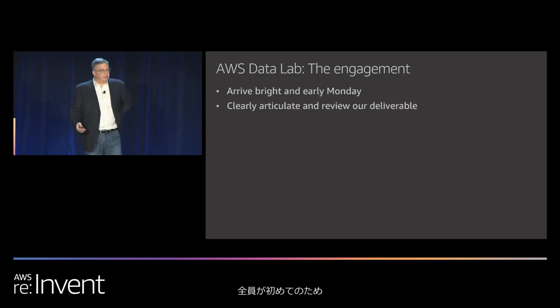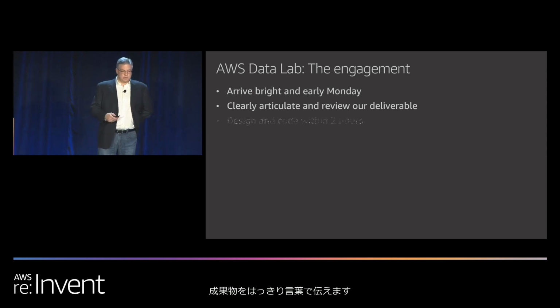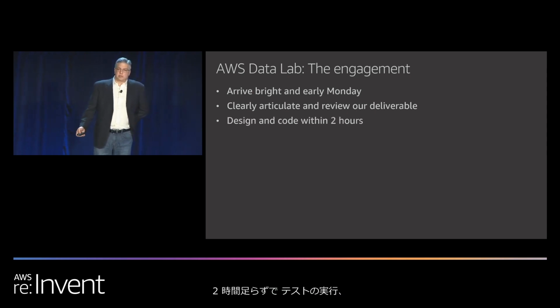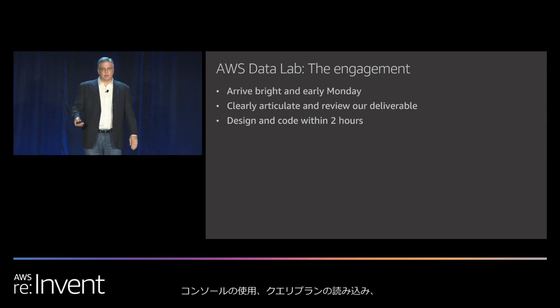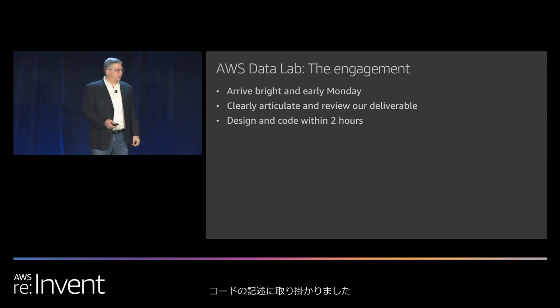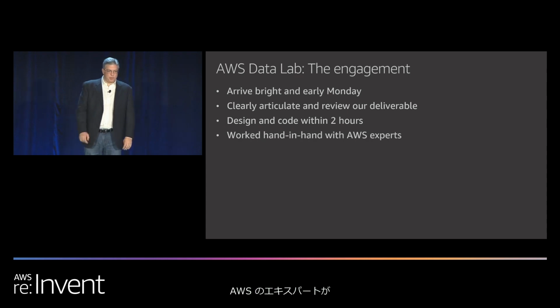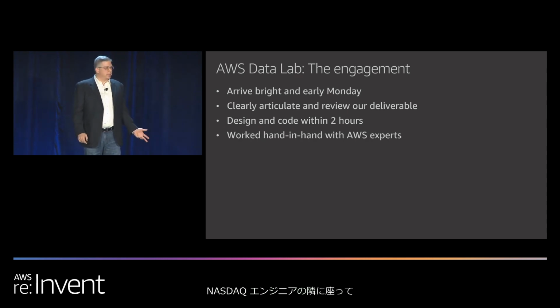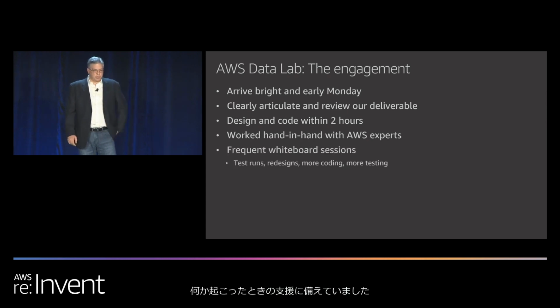Clearly articulate the deliverable for all of the new people in the room. Within 2 hours, we had tests running. We were looking at consoles. We were reading query plans and rewriting code. AWS experts were sitting right next to the Nasdaq engineers, helping with whatever was coming along.